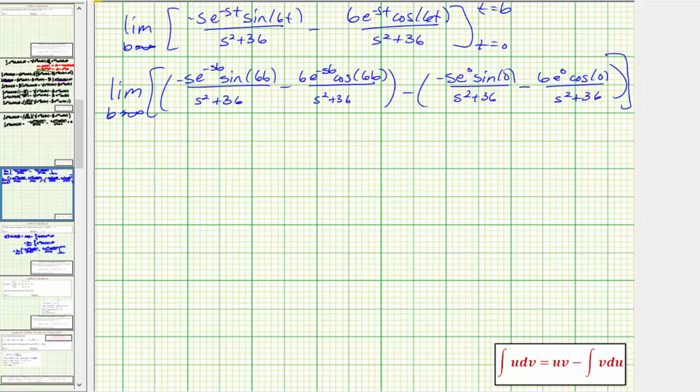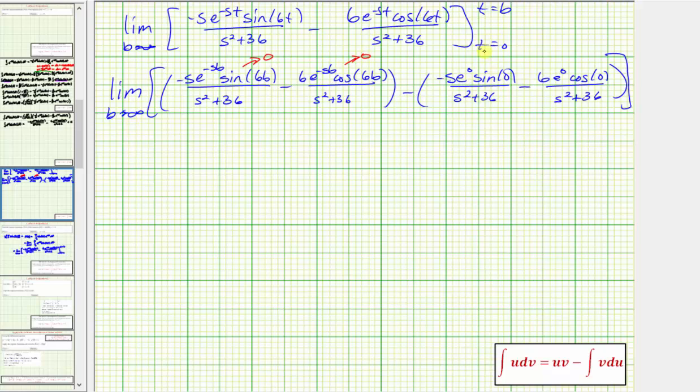And now let's determine our limit. We should recognize by now, as b approaches infinity, e raised to the power of negative sb would approach 0, and the sine and cosine functions fluctuate between the values of positive 1 and negative 1. So these terms approach 0 as b approaches infinity.